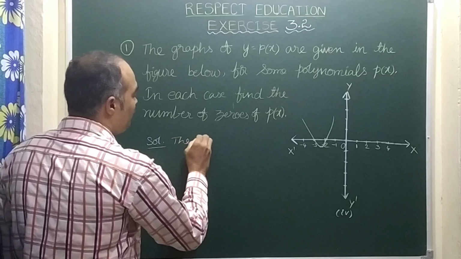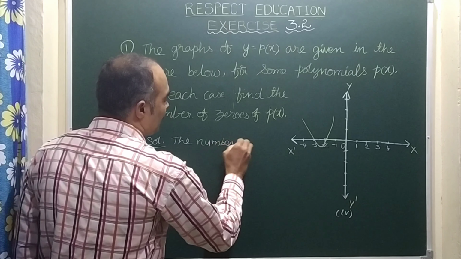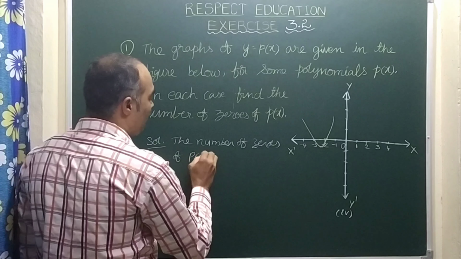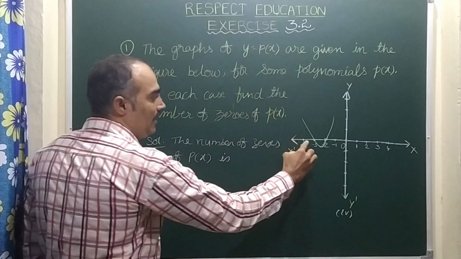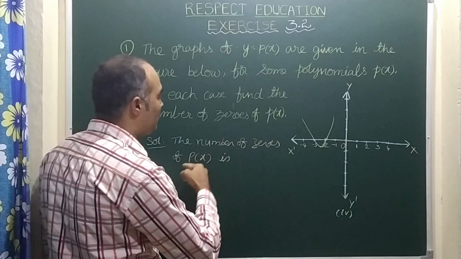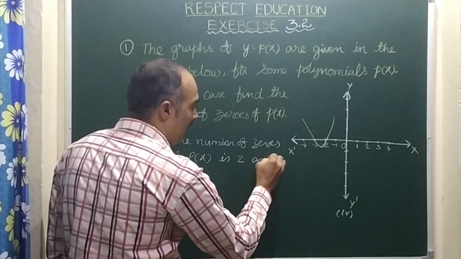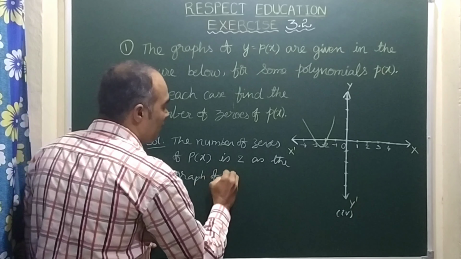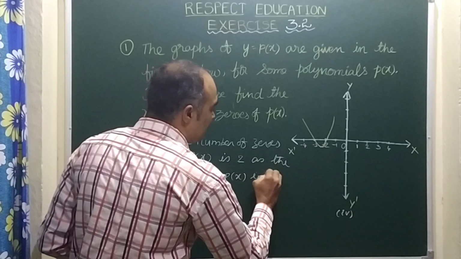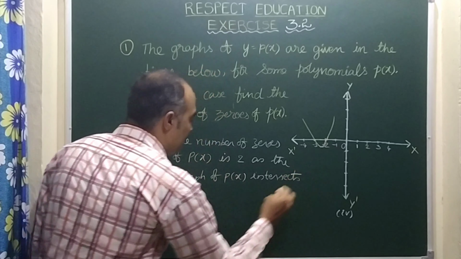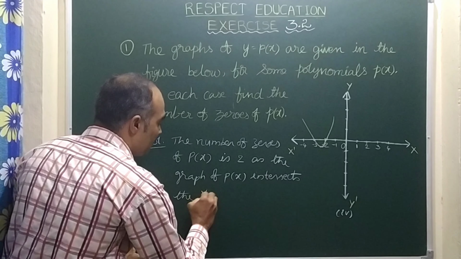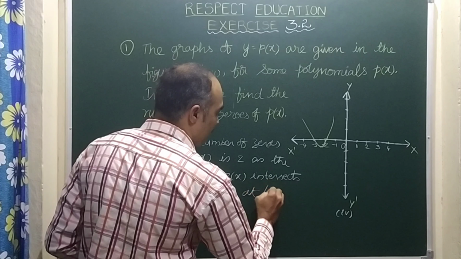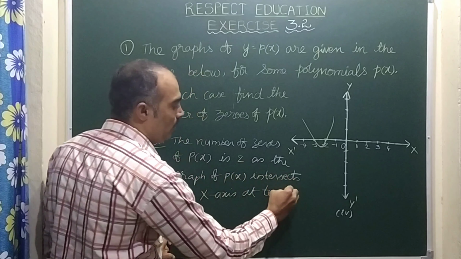The number of zeros of p of x is, here you see 2 points. So the number of zeros of p of x is 2, as the graph of p of x intersects the x-axis at 2 points.